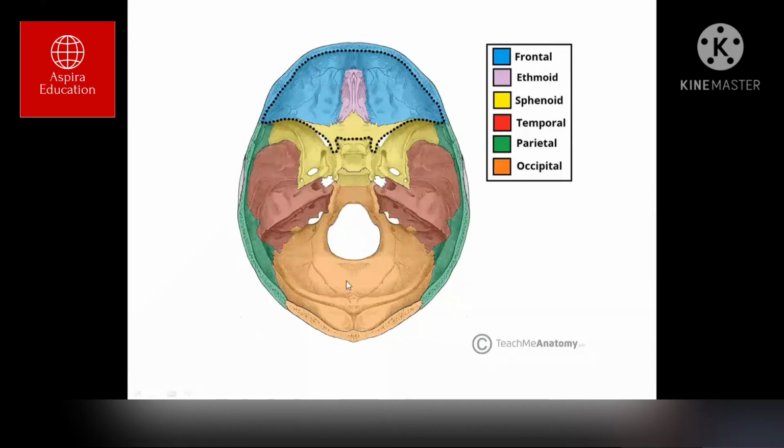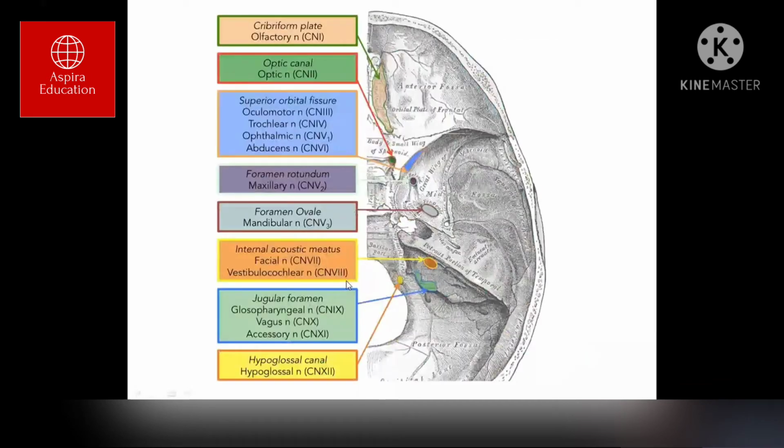Now, why is this important? Because there are certain structures that exit through different foramina in the skull. So there are various foramina in the skull. One of them is the cribriform plate, through which the first cranial nerve, the olfactory nerve, traverses. Then we have the optic canal. The optic canal is present in the sphenoid bone, where the optic nerve will pass through this canal.